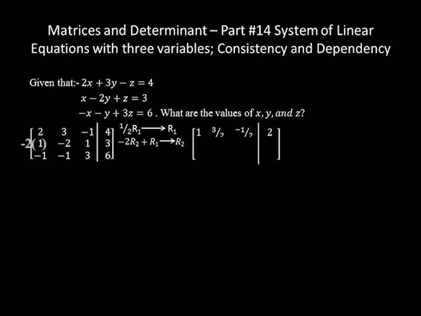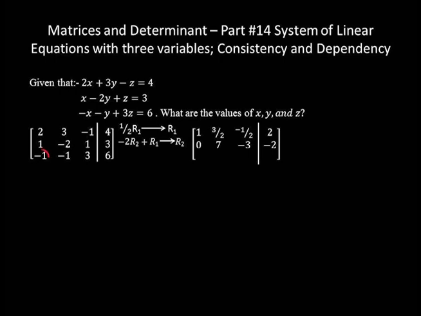Negative 2 times 1 is negative 2. Negative 2 plus 2 is 0. Negative 2 times negative 2 is 4. 4 plus 3 is 7. Negative 2 times 1 is negative 2. Negative 2 plus negative 1 is negative 3. Negative 2 times 3 is negative 6. Negative 6 plus 4 is negative 2.